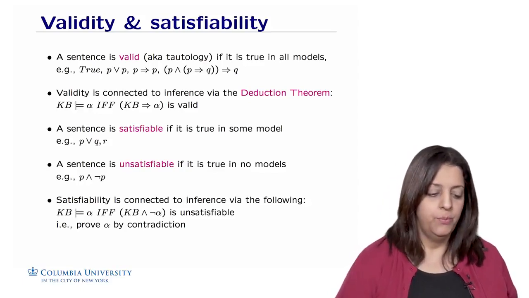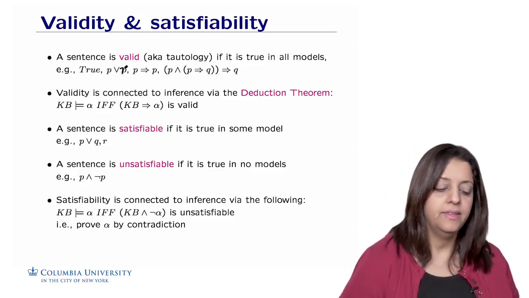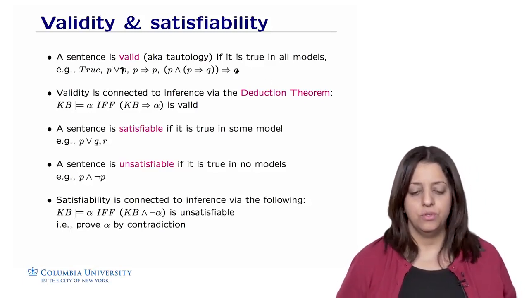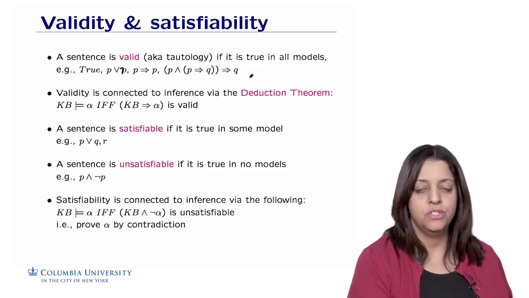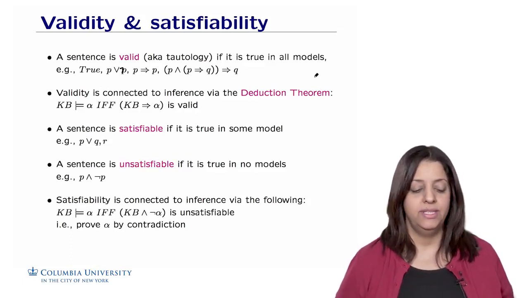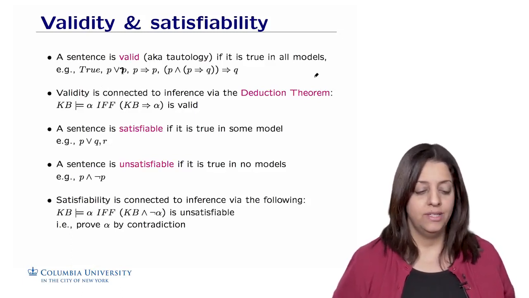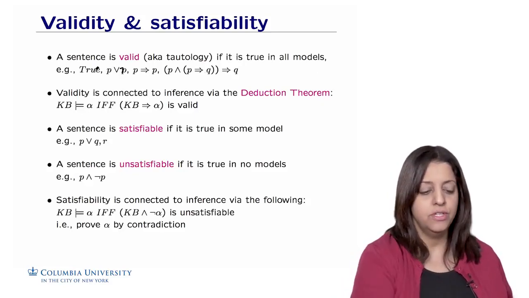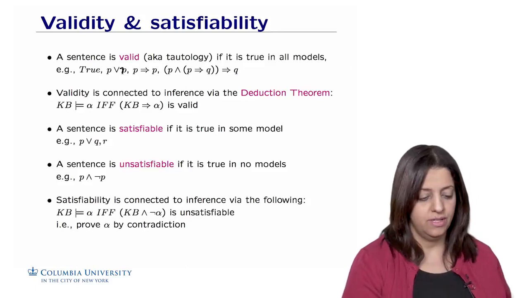Examples: True, P or not P, P implies P, (P and (P implies Q)) implies Q. If you do the truth table of these propositions, you will see that it leads to true everywhere. No matter what the value of P or Q is, it will always be true. True is a constant, so it is a tautology as well.